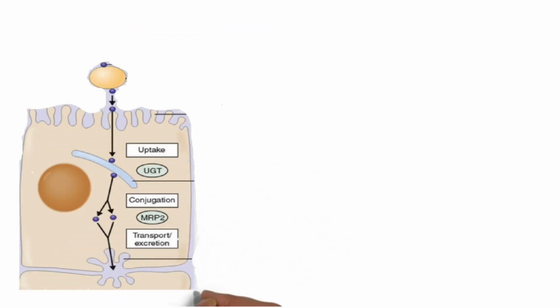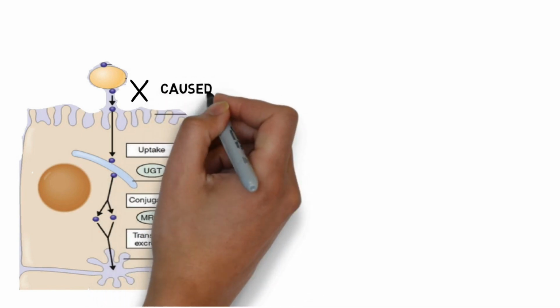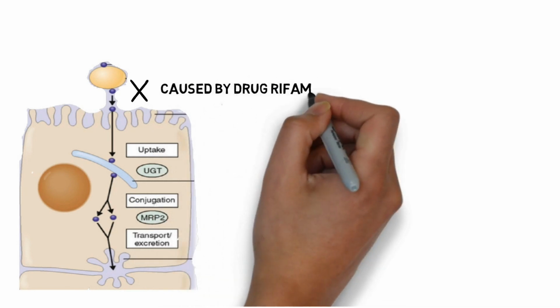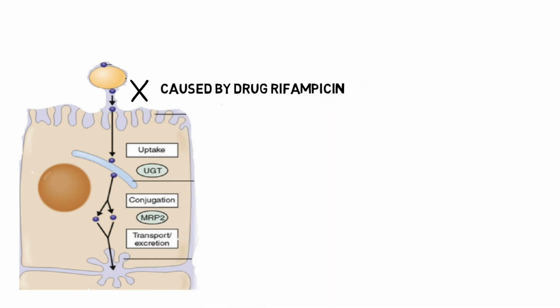Now, talking about alteration in uptake of unconjugated bilirubin by hepatocytes caused by drug rifampicin. In this, the liver will not be able to uptake unconjugated bilirubin for conjugation. So, this will also result in unconjugated hyperbilirubinemia.